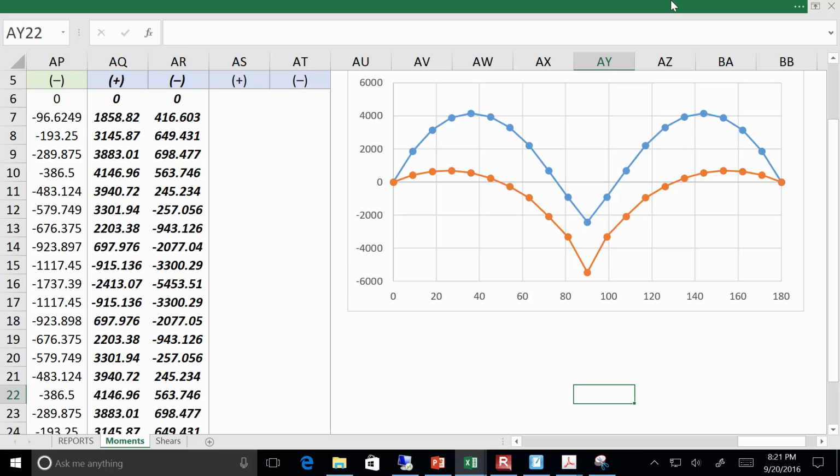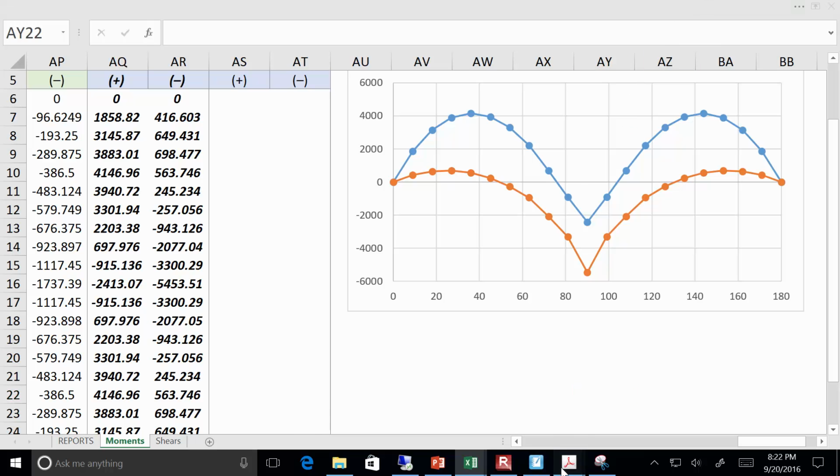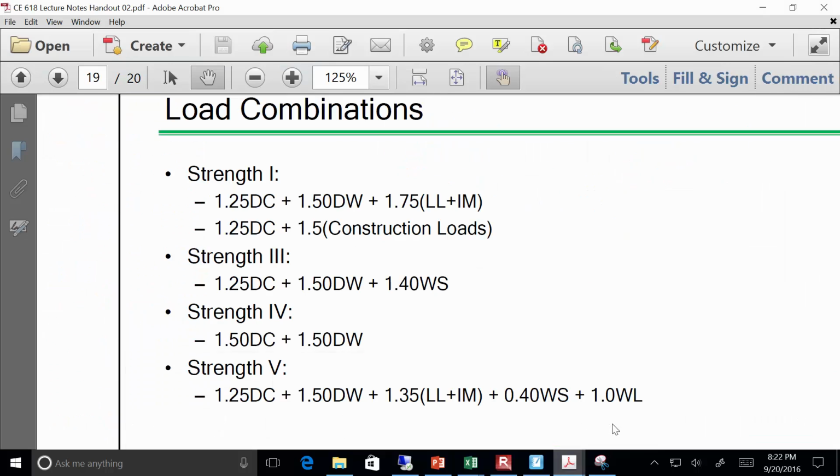I then go through and compute my capacity and see if it's greater than that. If it isn't, that means I've got to resize that beam. I've got to change the flange size, change the web depth, or what have you. Make sense? All right. Any questions? So this is your strength 1 moment envelope. This is a load combination. Another load combination is service 2.